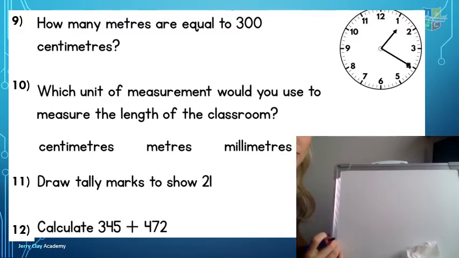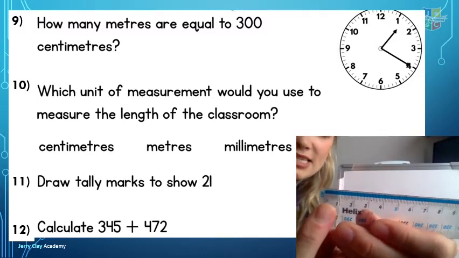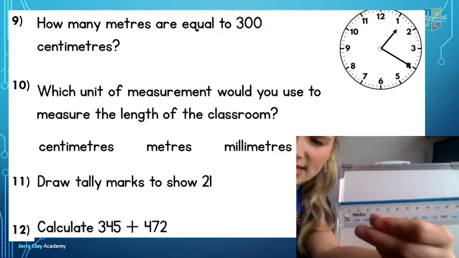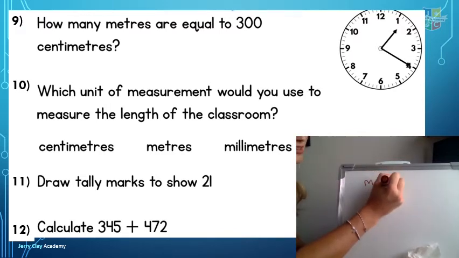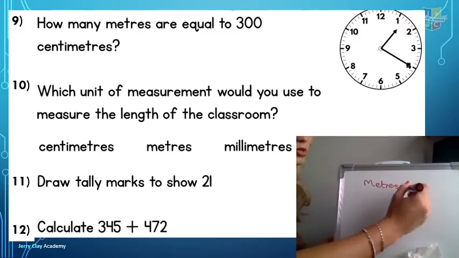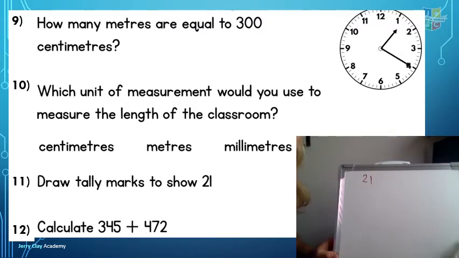Number 10, which unit of measure would you use to measure the length of a classroom? So if I look at my ruler, it's clearly not going to be millimeters because these are the really tiny ones. It's not going to be centimeters because you would need a lot of centimeters. We would probably do it in meters because the classroom's larger, so we'd have fewer meters, whereas if we use centimeters, we'd have a lot of centimeters. Because remember, there are 100 centimeters in a meter.